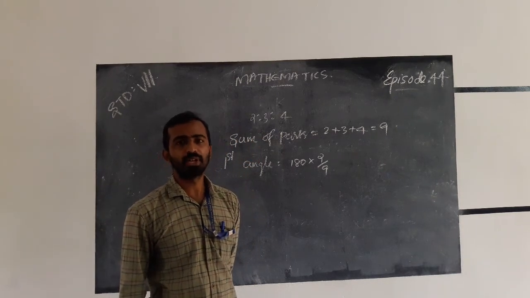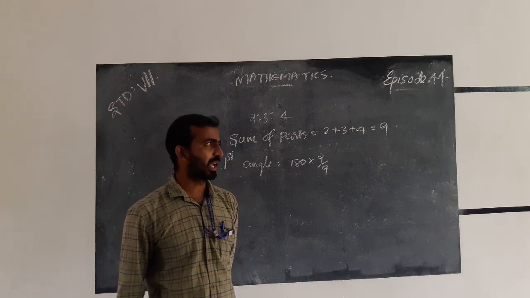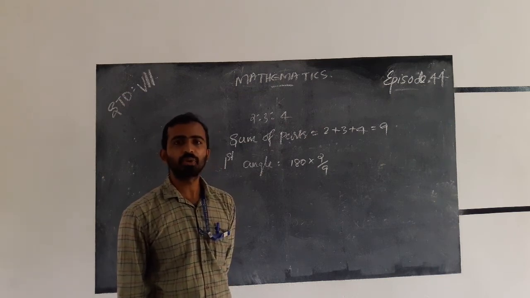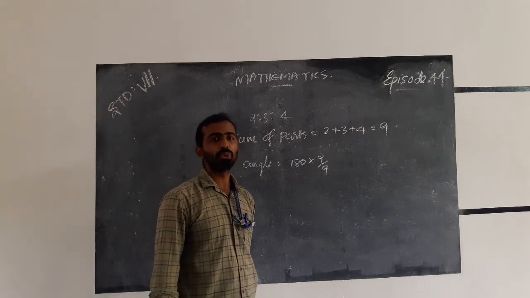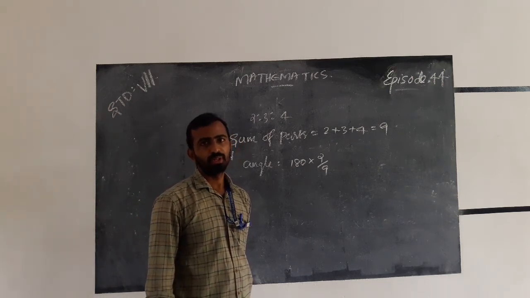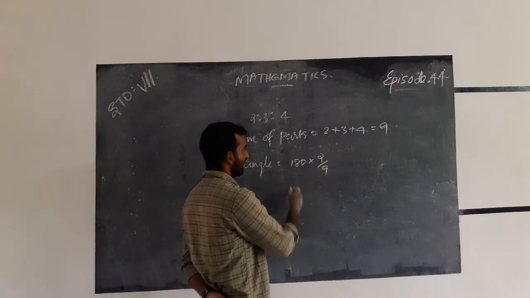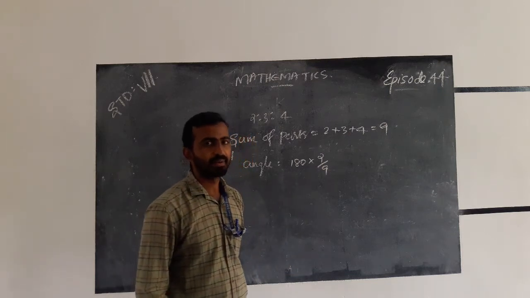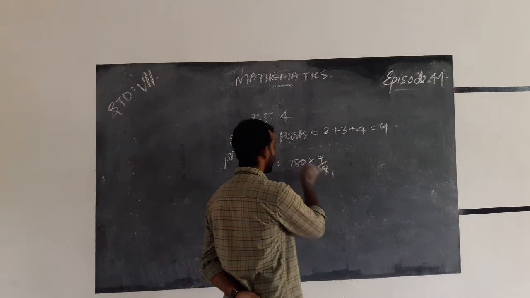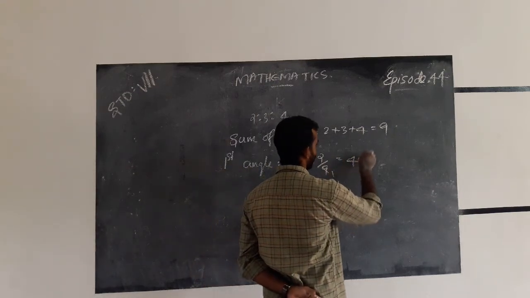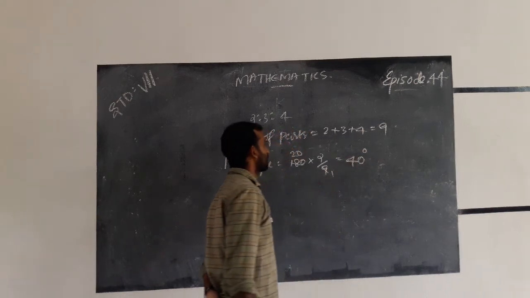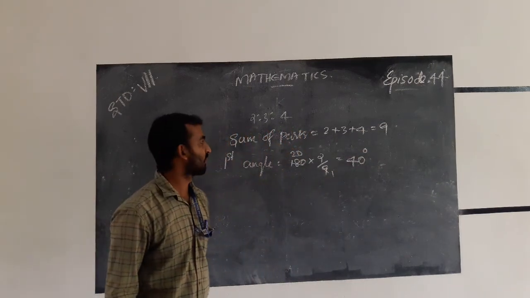Multiplication is commutative. 4 into 2 equal to 8, 2 into 4 equal to 8. So we can write 4 into 2 equal to 2 into 4. Here we get the answer when we simplify this: 40 degree. First angle is 40 degree.